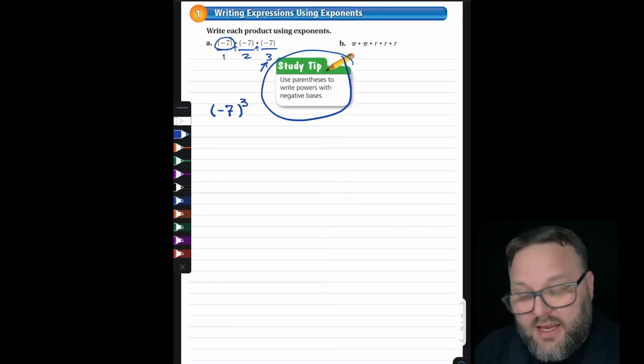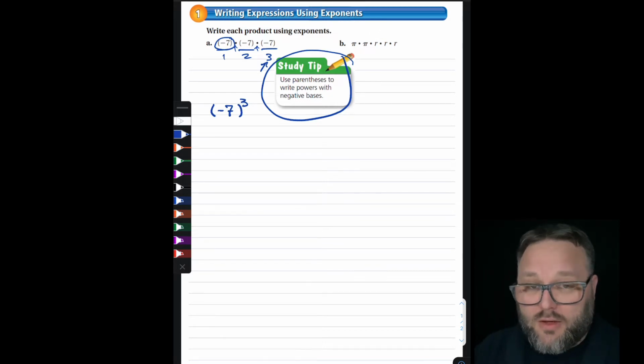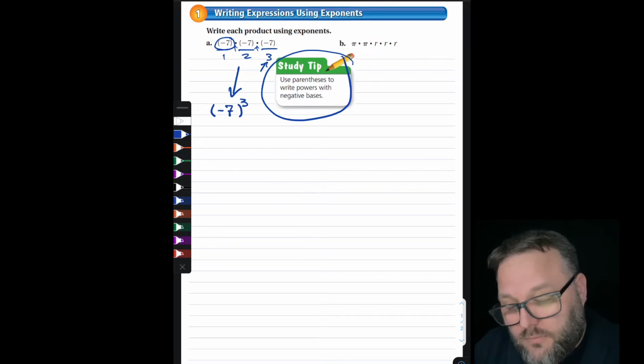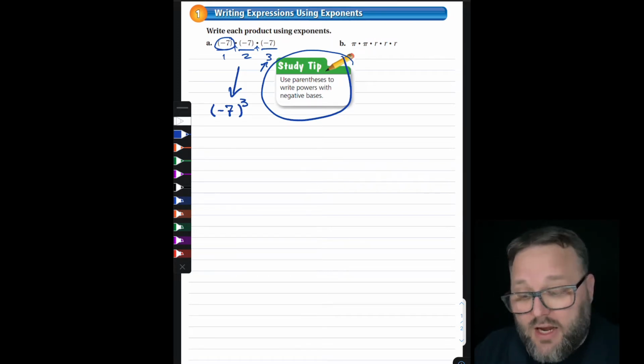So this is saying quantity -7 times quantity -7 times quantity -7 is the same thing as -7 cubed, or to the third. And I have now written the product using an exponent, and I'd be done.